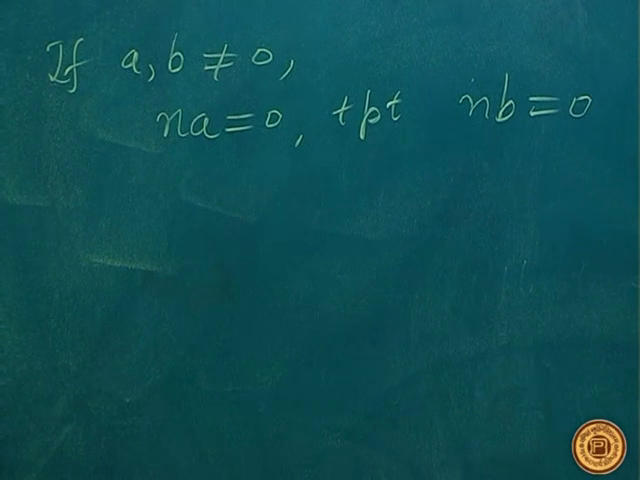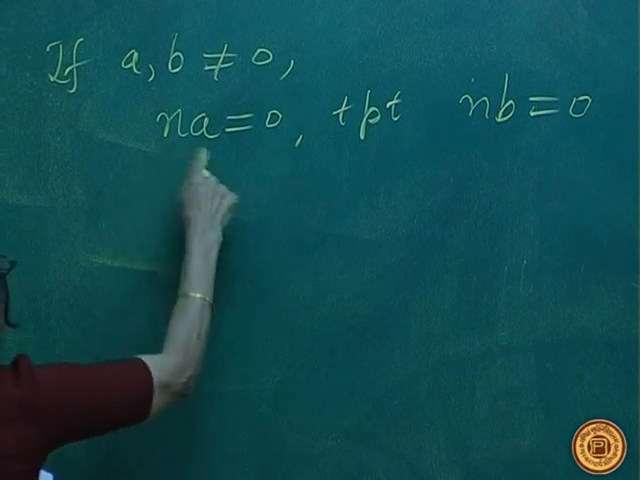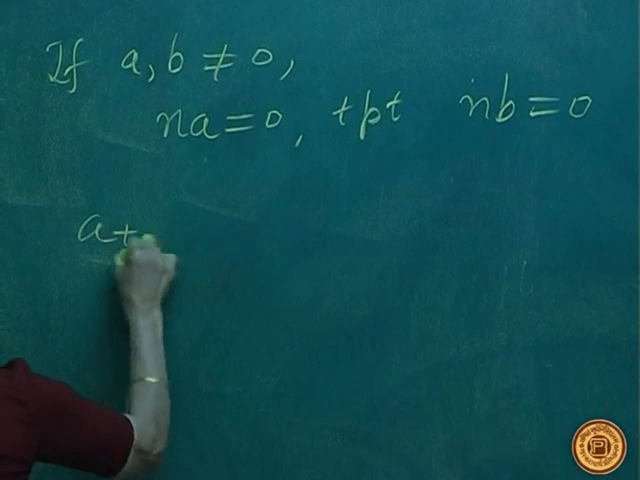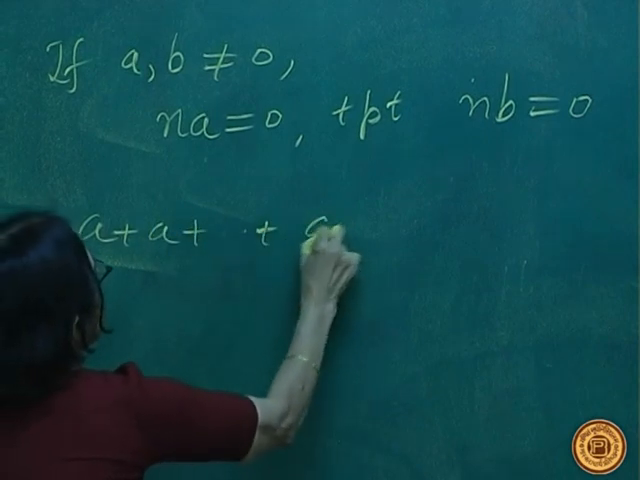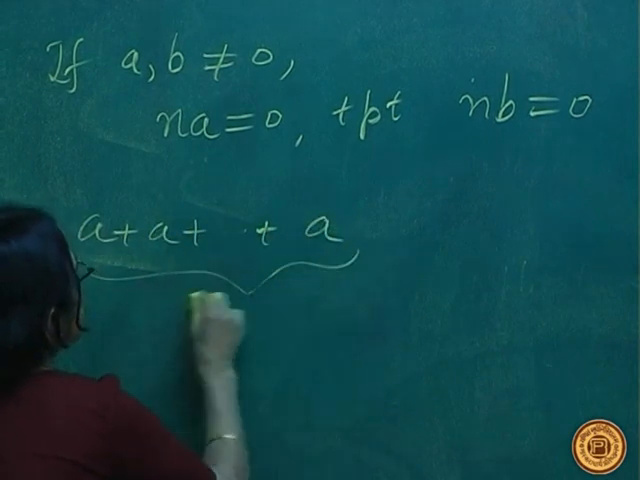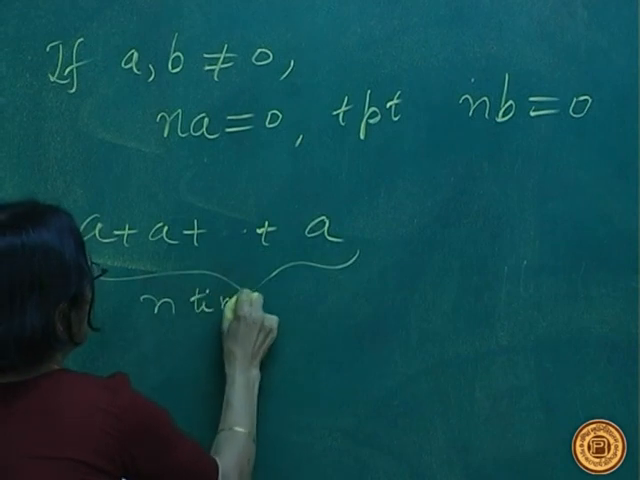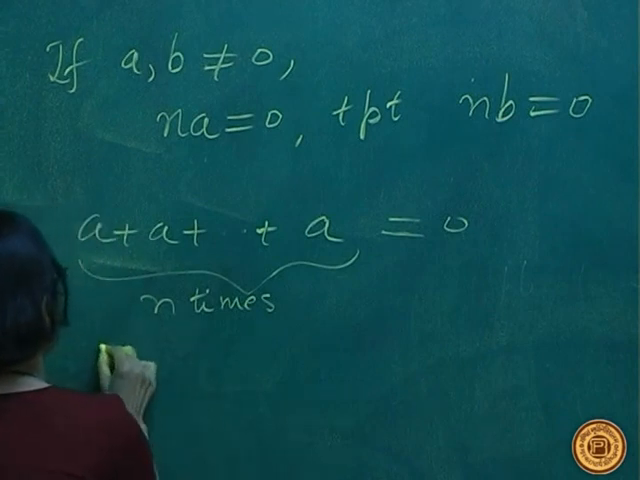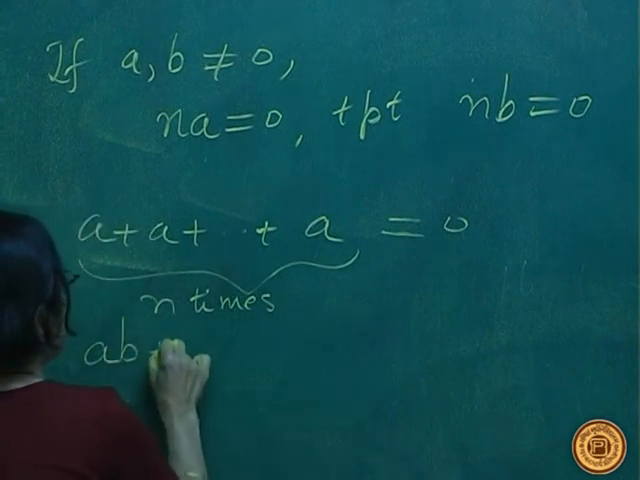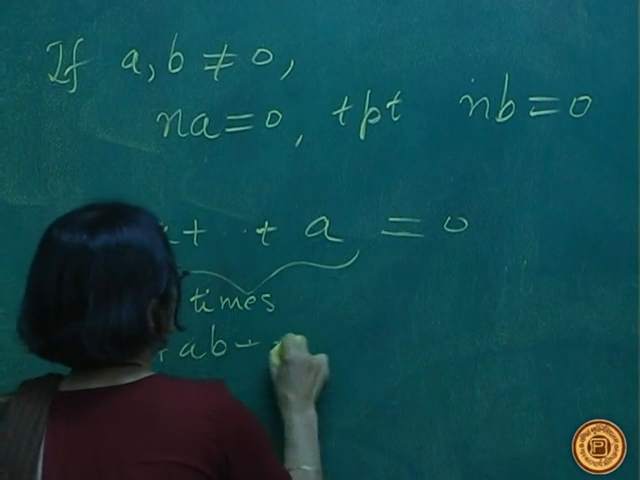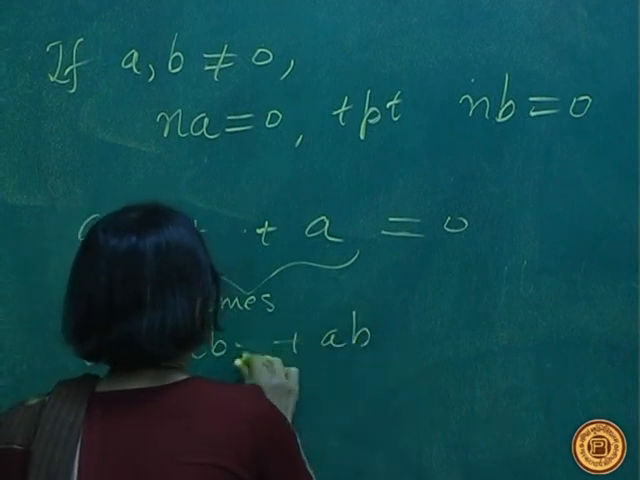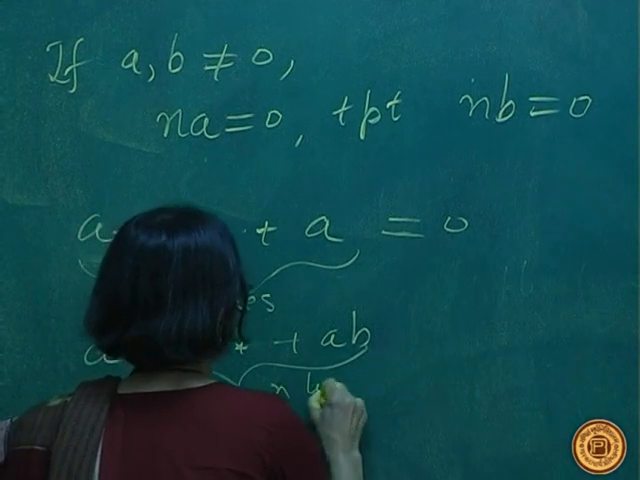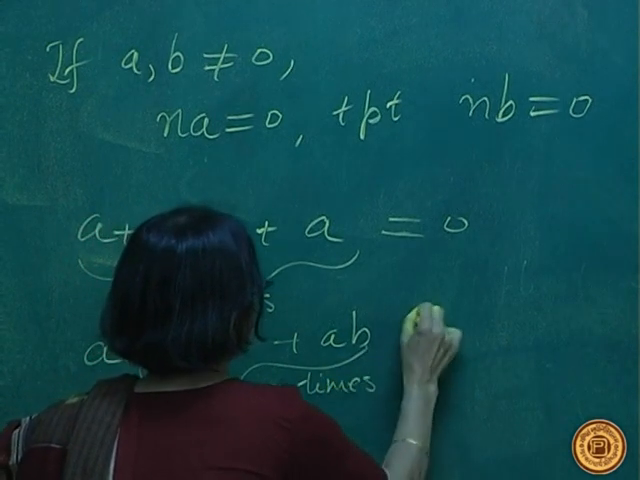How do we go about that? Suppose na is equal to 0, then a plus a plus a, n times, this is equal to 0. Multiply it by b, then what do you get? ab plus ab, this is just rearranging our data. This is equal to 0.